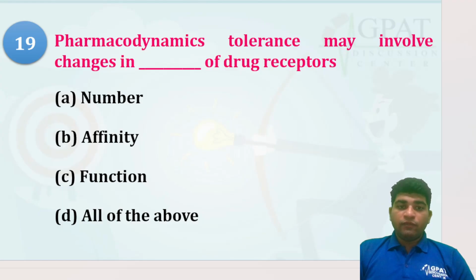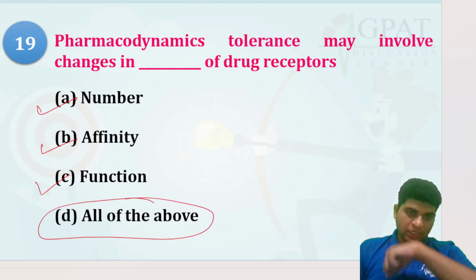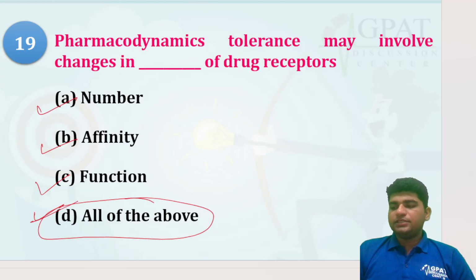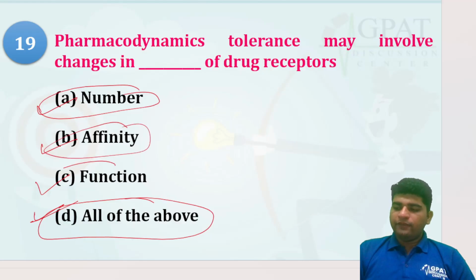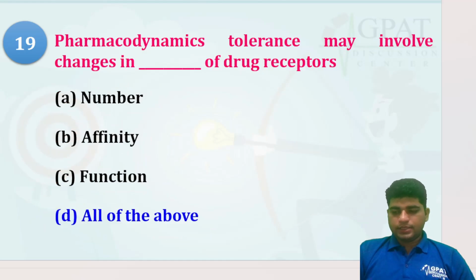Pharmacodynamic tolerance may involve changes in the number of receptors, affinity of the receptor, function of the receptor, or all of the above. So the answer is all of the above: numbers, affinity, and function. All of these things change in the drug receptors. All right, so all of the above.